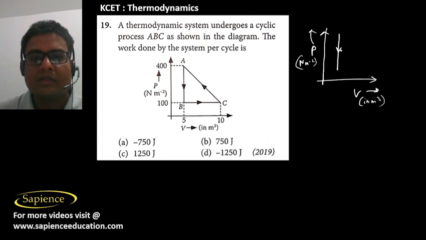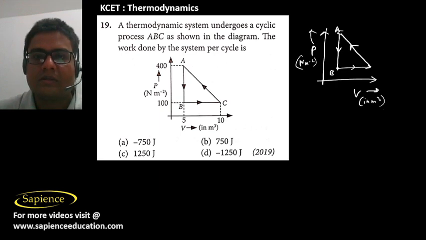And from A to B the pressure is decreasing but the volume is constant, so it is an isochoric process from A to B. And from B to C the pressure is constant but the volume is increasing, so it is an isobaric process. And from C to A it goes again from C to A.